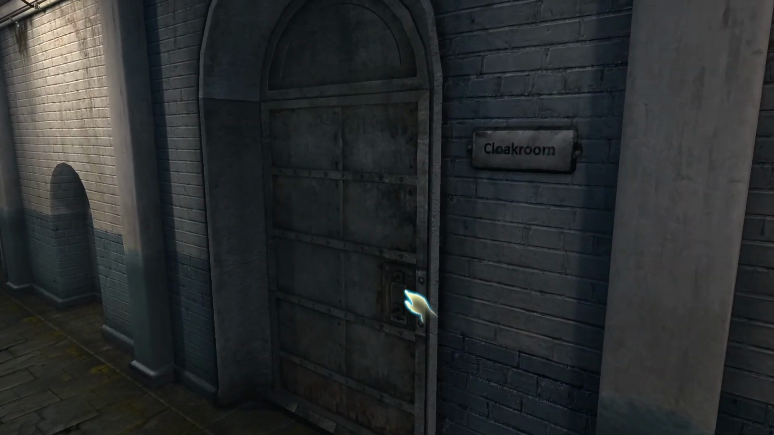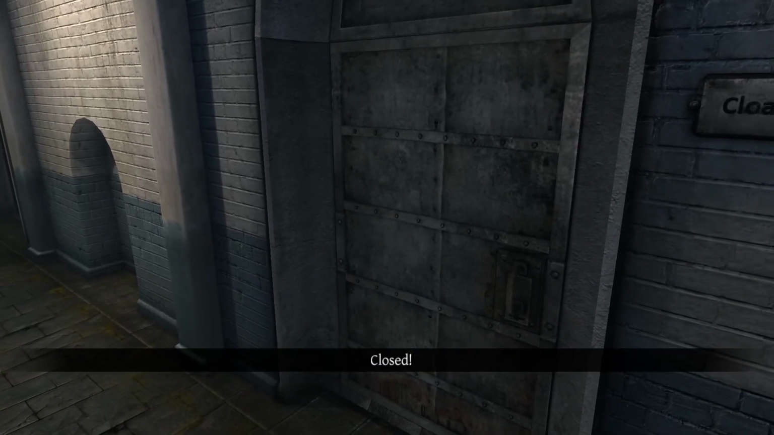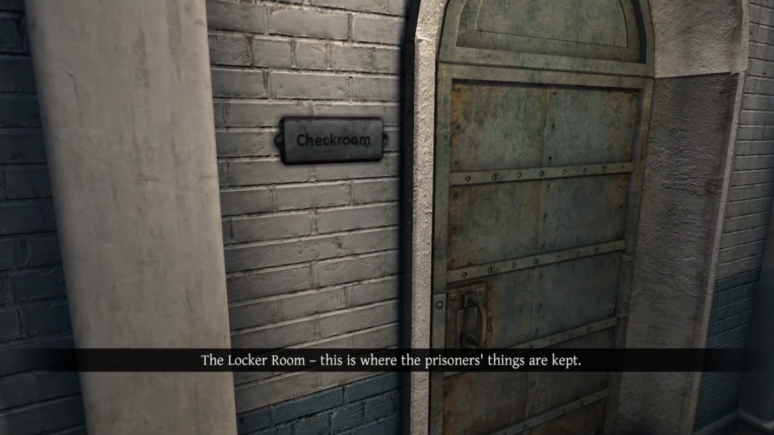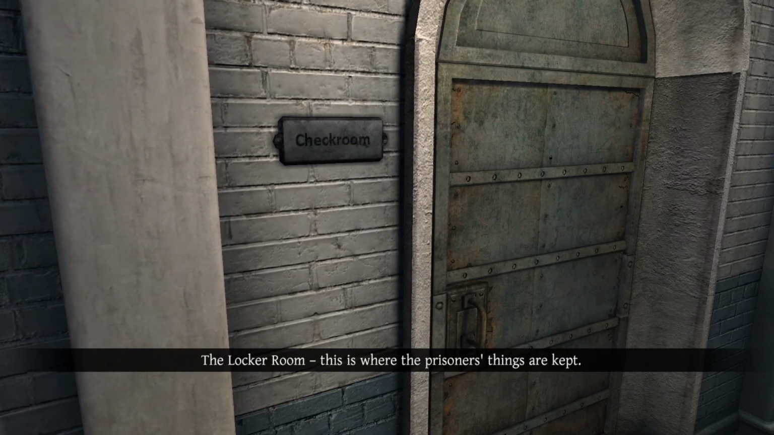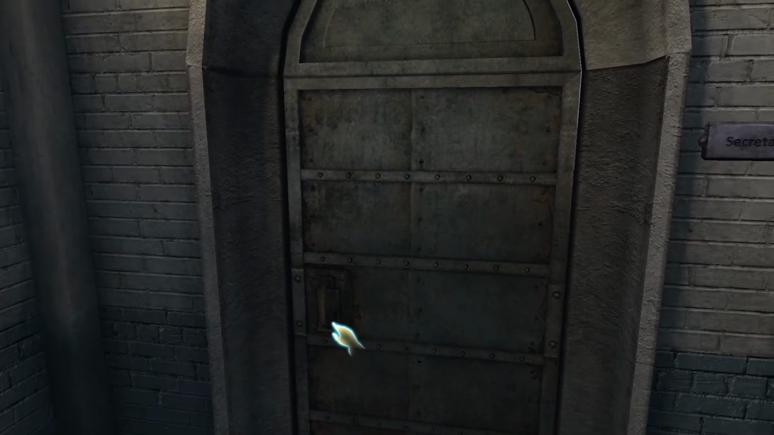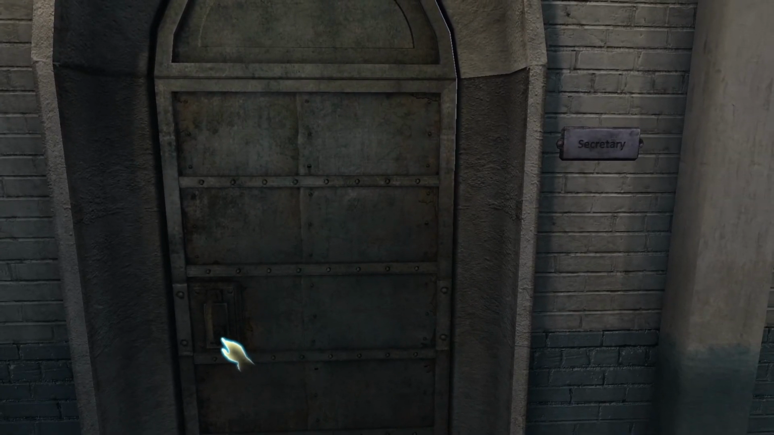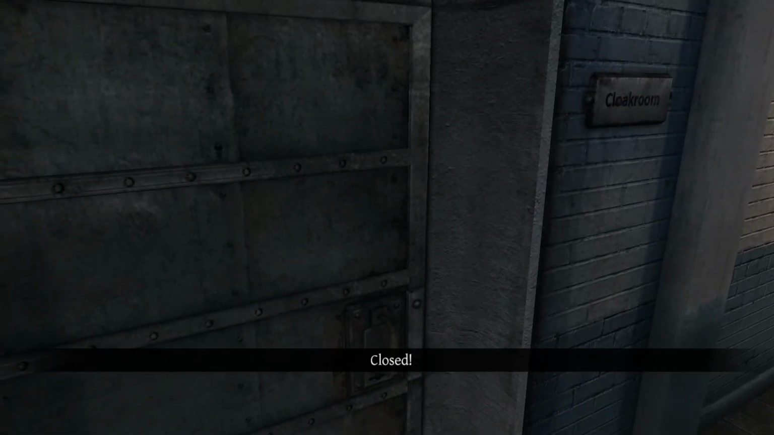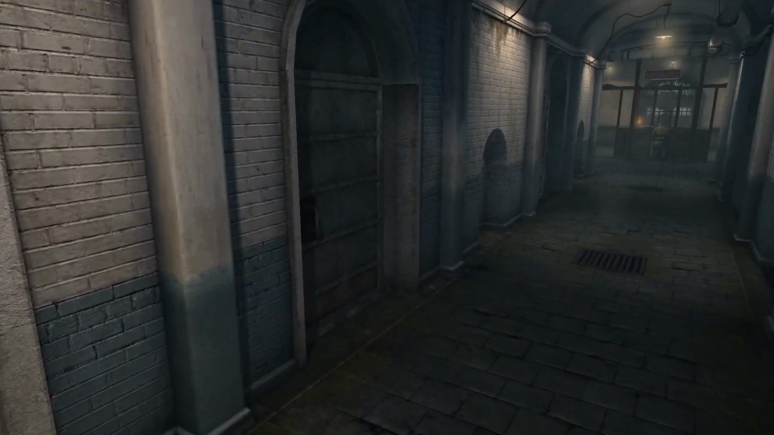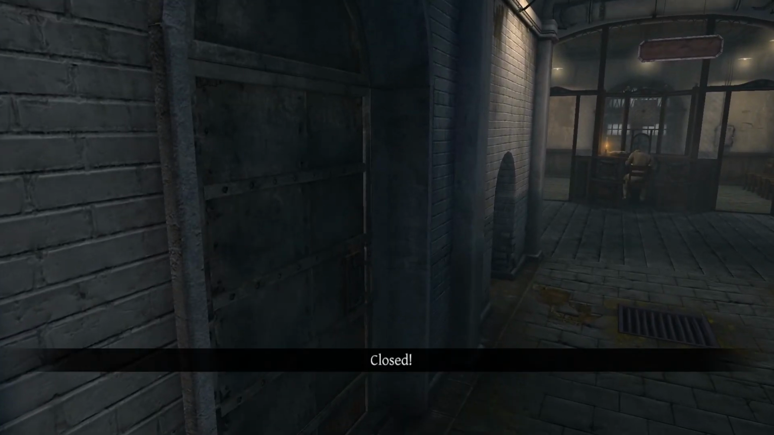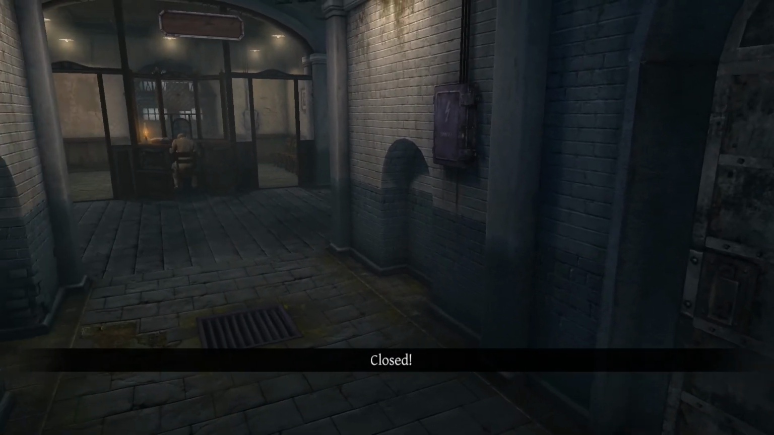Entryway. Cloak Room. Staff cloakroom. Can I open? Closed. No. The locker room. This is where the prisoner's things are kept. Okay. Closed. It's closed too. What a surprise. It seems that Holmes finds it a little bit... Oh, secretary. That's where I need to go. Before we go there, I want to check the room before we get... Closed. As I was saying, Holmes seems a little surprised that the doors are locked. Obviously they're locked. This is prison. Closed. Closed.